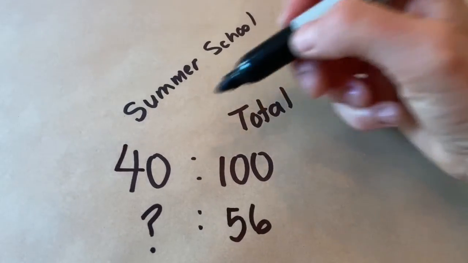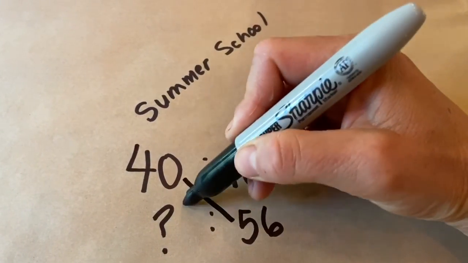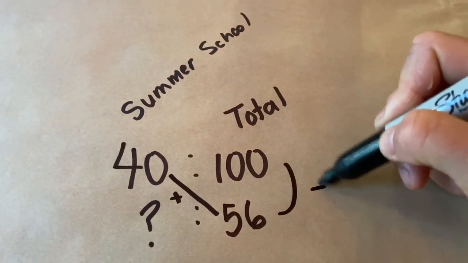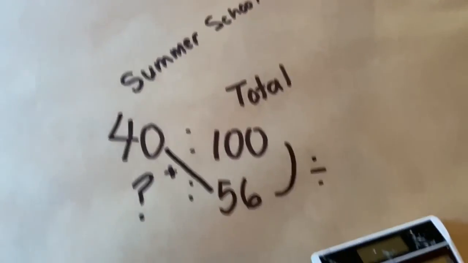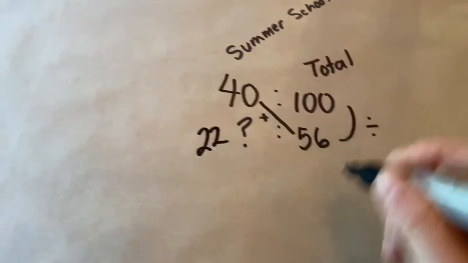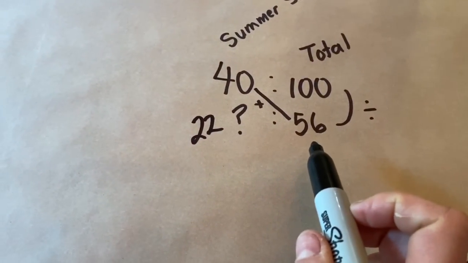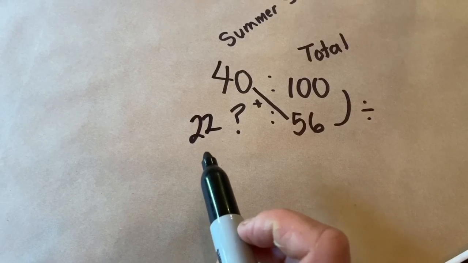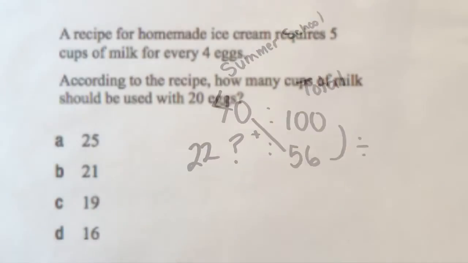And we want to know if there's 56 students, how many go to summer school? So we're going to do the same trick as before. We're going to multiply, and then we're going to divide. I've got my calculator here. So I have 40 times 56 divided by 100 equals 22.4. So about 22 students. So if you have 56 students in total, 22 of those students are going to summer school.